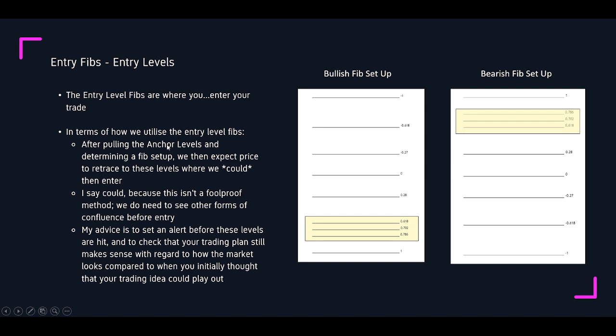Then we have the entry levels. So these are, who would have guessed it, where you enter your trade. In terms of how you utilize the entry fibs, after you've pulled an anchor level to determine your fib setup, we then expect that price could retrace to these levels. We're saying could because this isn't a foolproof method. We do need to see other forms of confluence before entry, so don't just think that these will save the day or your bacon, because they don't. My advice is to set an alert before these levels are hit, and check that your trading plan still makes sense with regard to how the market looks compared to when you initially thought your trade idea could play out.